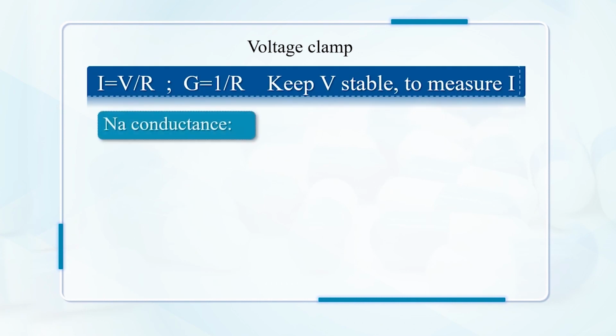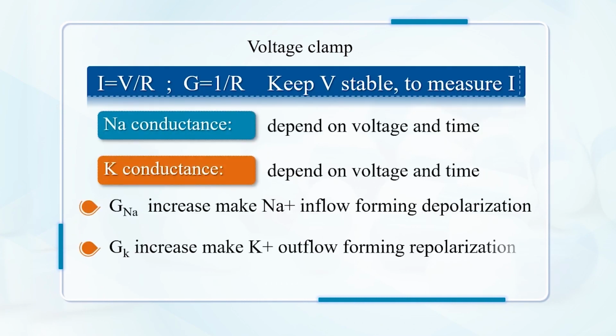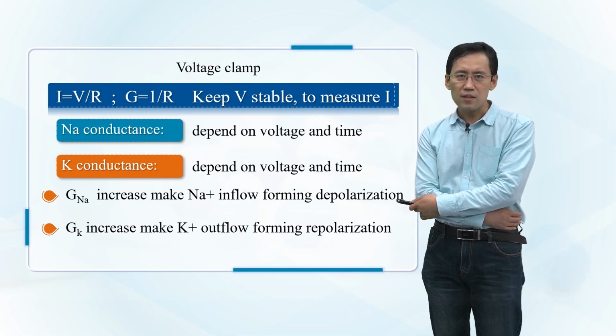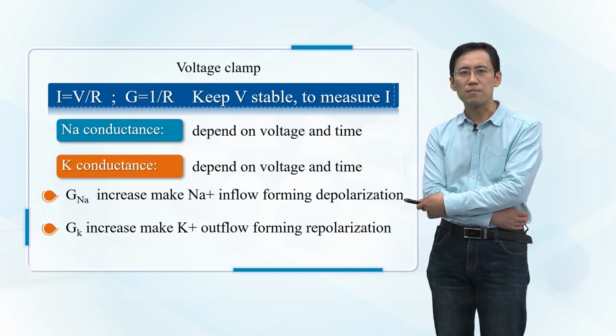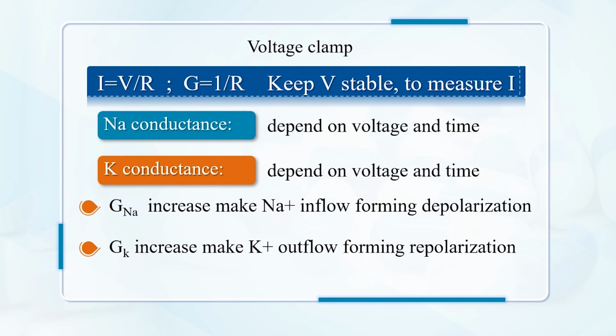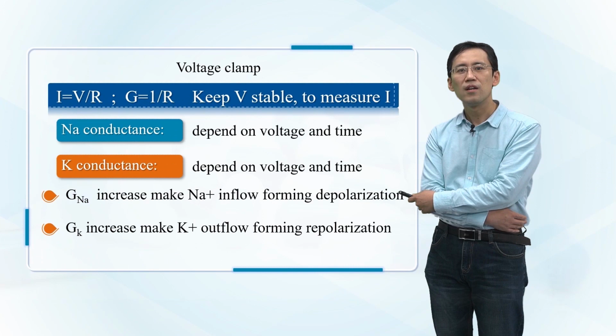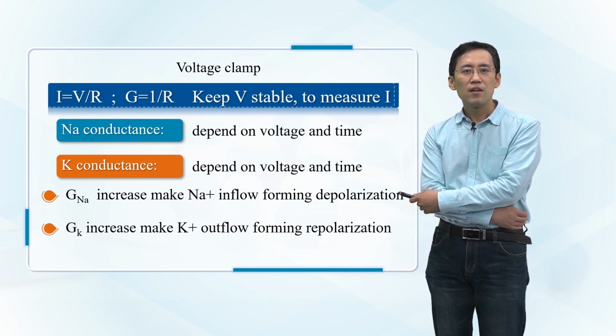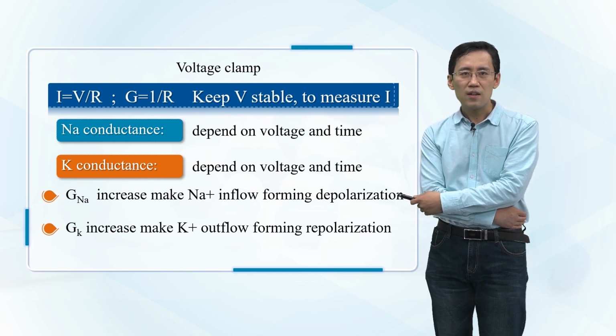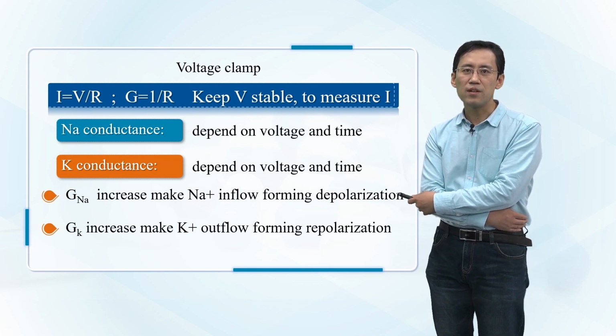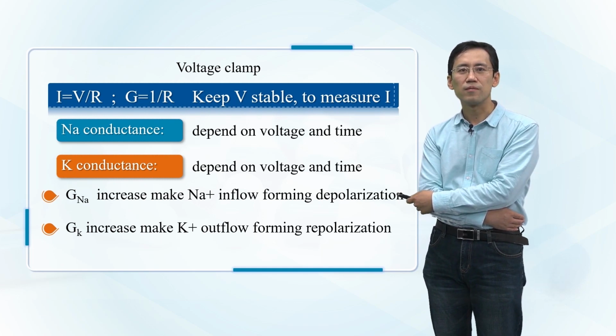So there's a method called voltage clamp. This can measure the current, that means the conductance for sodium and potassium. The increase of conductance of sodium makes the sodium inflow, forming depolarization. The increase of conductance of potassium makes the potassium ions outflow, forming repolarization.